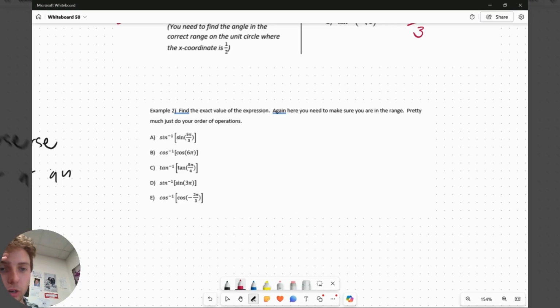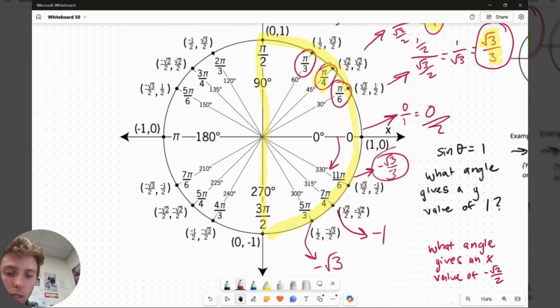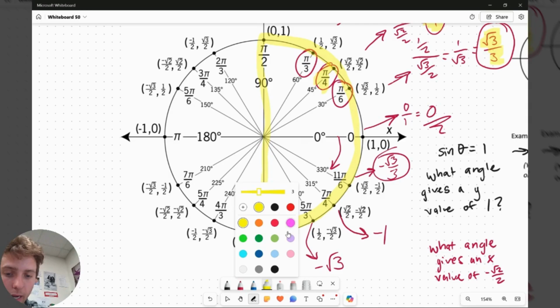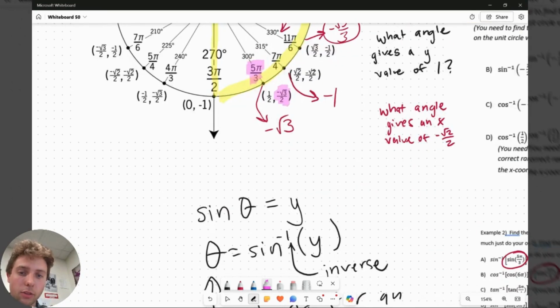Here you need to make sure you are in the range. Pretty much just do the order of operations. So let's start with the inside. Well, what is sine of 5 pi thirds? Well, sine is the y value. So what is the y value at 5 pi thirds? Let's go to our unit circle. Let's see, I'm going to use a different color now. 5 pi thirds is over here. What is the y value? That's negative root 3 over 2.